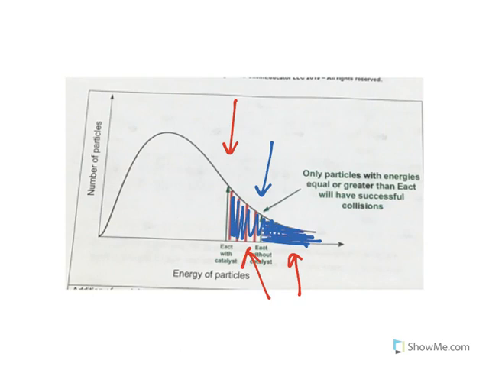So there are 4 major things that can affect the rate of a reaction: the concentration of the reactants, the temperature, the surface area, and the use of a catalyst.